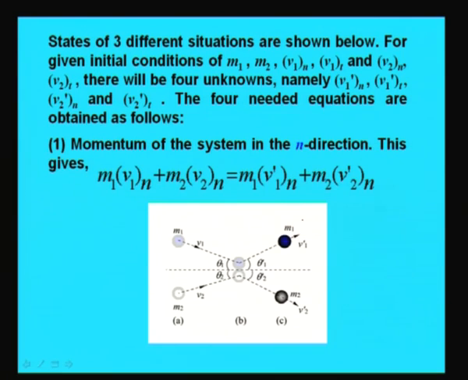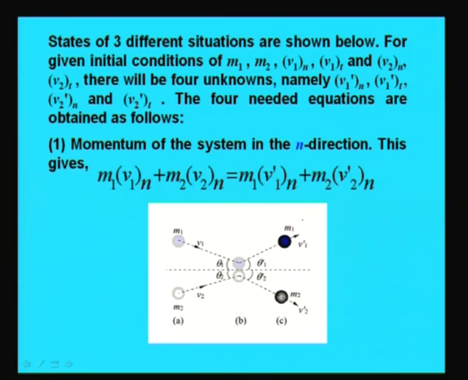So before the impact everything is known. Masses are known, impacting velocities are known, and the angle at which they are going to make contact is also known, because you can join the line of contact and find out that angle also.